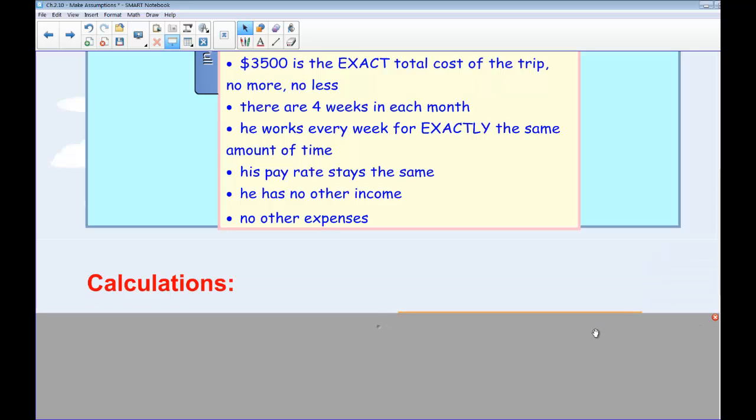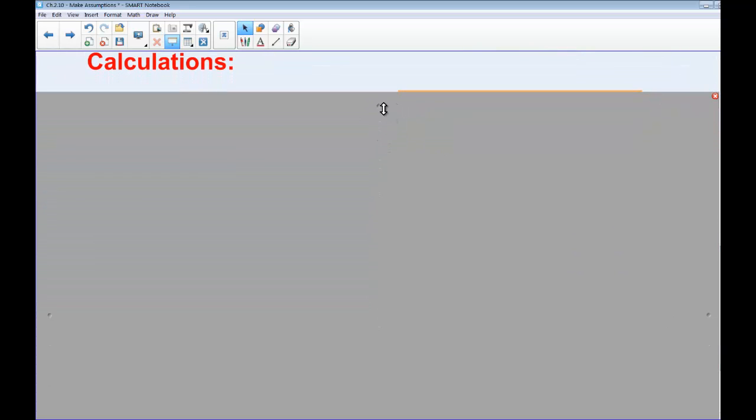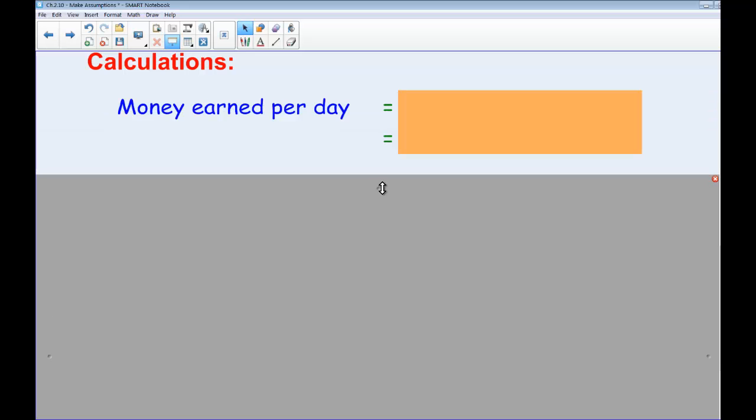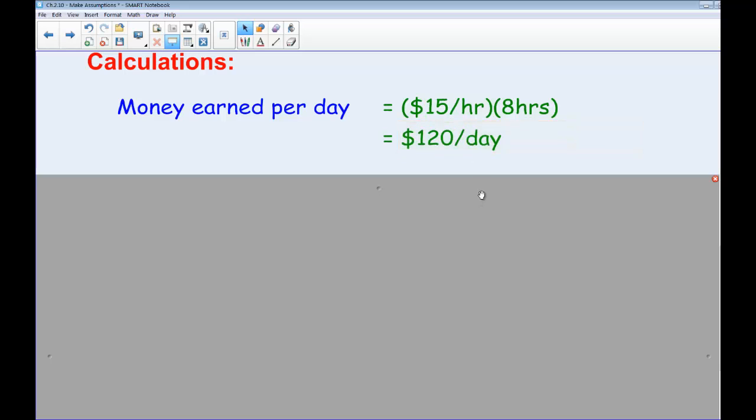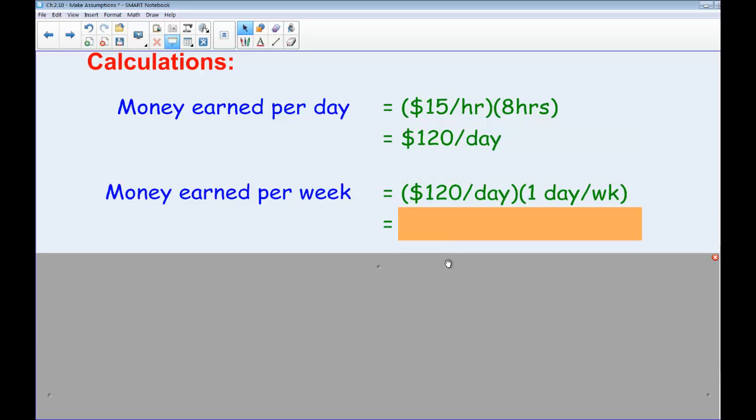So I've organized my work and labeled all the bits and pieces that I'm calculating. So the first thing I did was I calculated how much money was earned each day. So it was $15 per hour, and he works 8 hours a day is what I assume, so that gives $120 each day. I then calculated how much he's going to earn each week, so the $120 a day, multiply that by 1 day per week that he works, so he's going to make $120 per week.